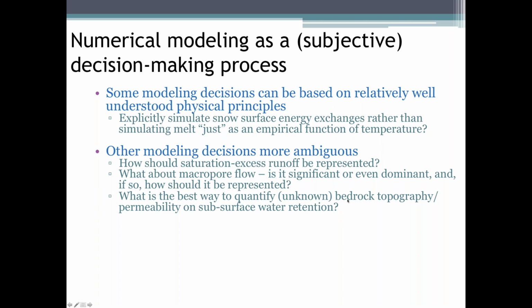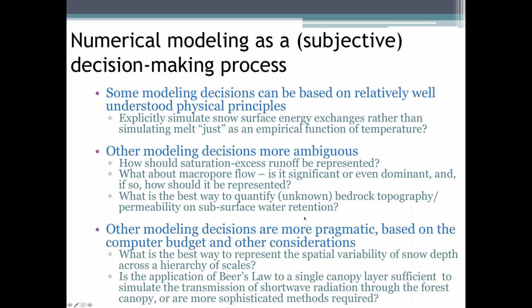We honestly don't know in most places what's happening under the bedrock. Is bedrock permeable? What happens to subsurface water, in places we can't see? And then some modeling decisions are just pragmatic, based on the computer budget or other considerations. For example, even if we have a LiDAR map of snow depth at 1 meter resolution, does it make sense to run your model at 1 meter resolution, or is there some way to represent that more compactly? Also, with the transmission of shortwave radiation through a canopy, can we use a simple equation, or do we need a very sophisticated radiation balance?